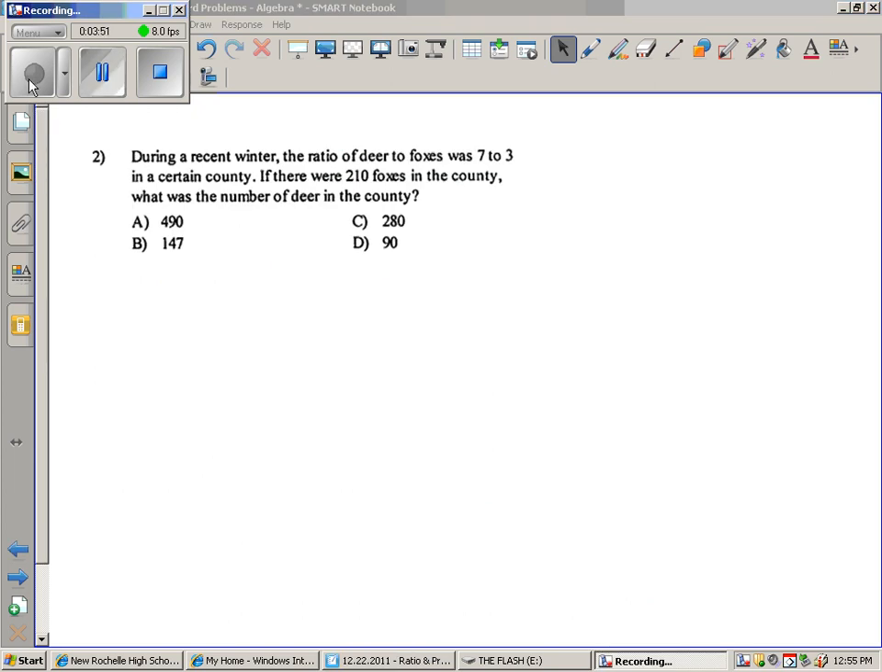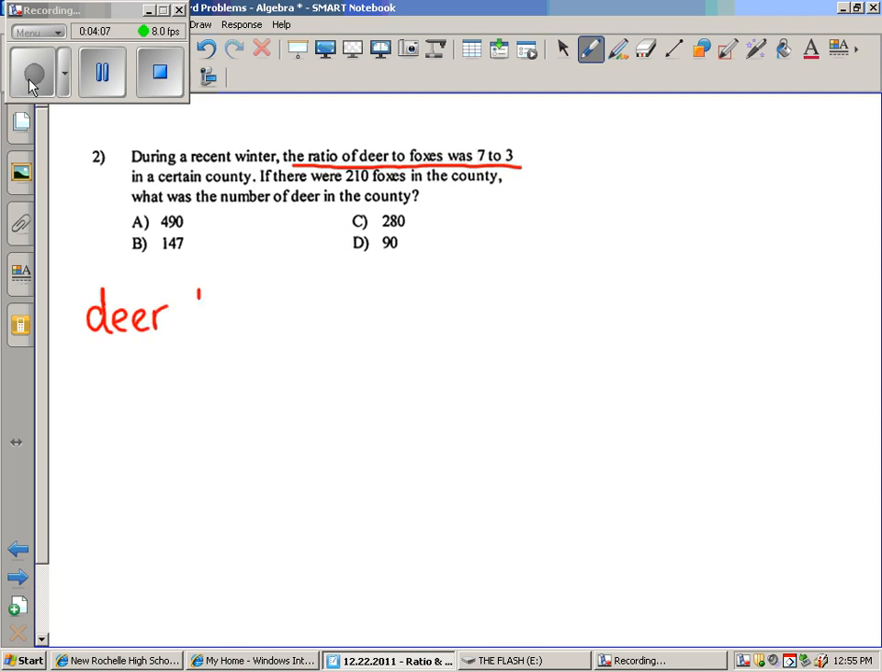Okay. Let's do number 2. We're going to keep talking. It's not going to get way too much harder than this, by the way. It's just getting used to comparing things. During a recent winter, the ratio of deer to foxes was 7 to 3. So let's write that down. That's useful. Deer to foxes was 7 to 3.